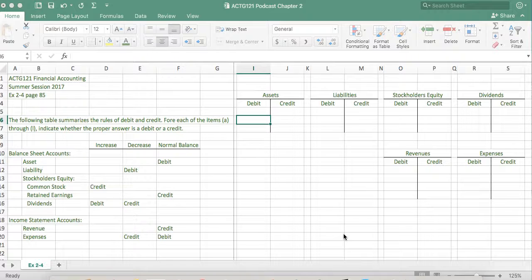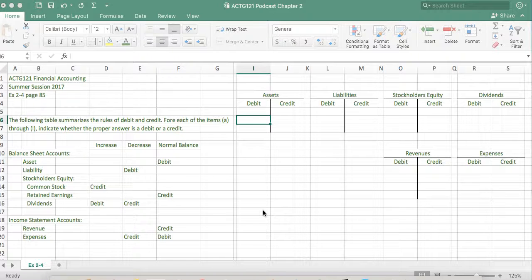T accounts are a very visual way of seeing how accounts increase and decrease in order to balance them. So the bottom line, all our debits must equal our credits. You'll notice that our debits are on our left-hand side and credits are on the right-hand side of all the T accounts. That is one of the rules of accounting. In a T account, debits are always on the left-hand side.